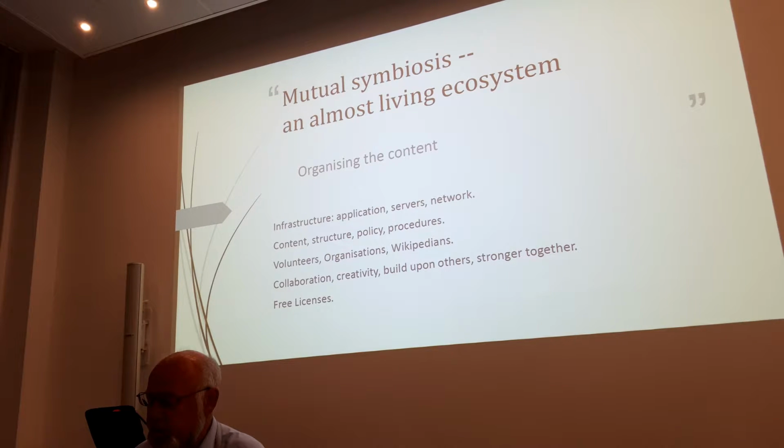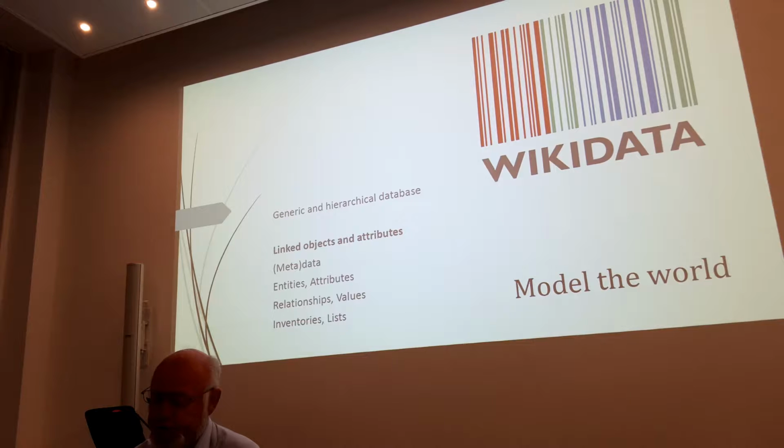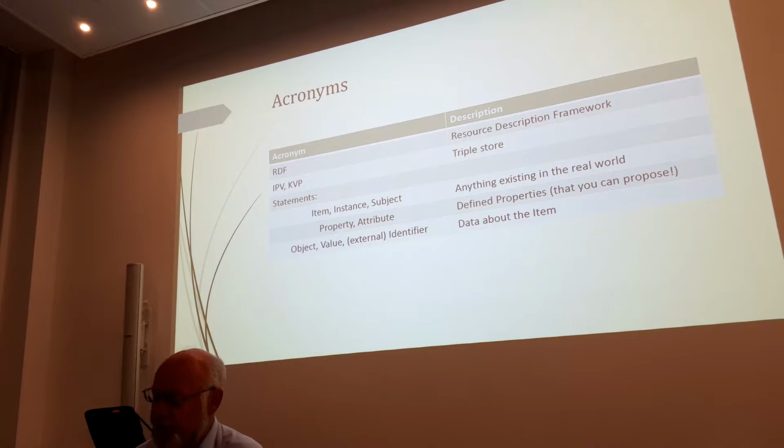Okay, so what we want with Wikidata is we want to have an integrated system where we can document the complete world, and we do it in an open way. So we are using a lot of technology from the database world, entities, relationships, values, and we want to model it into an open system. Okay, so therefore some people talk about items, instances, subjects. So whatever term we will use here, we consider it as being equivalent. Properties and attributes, objects, values, identifiers.